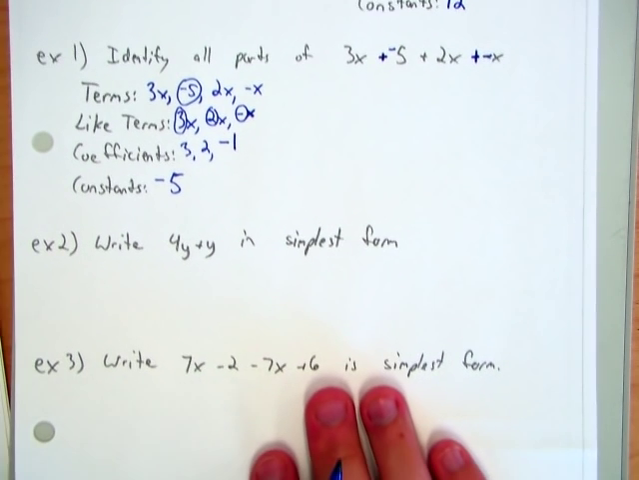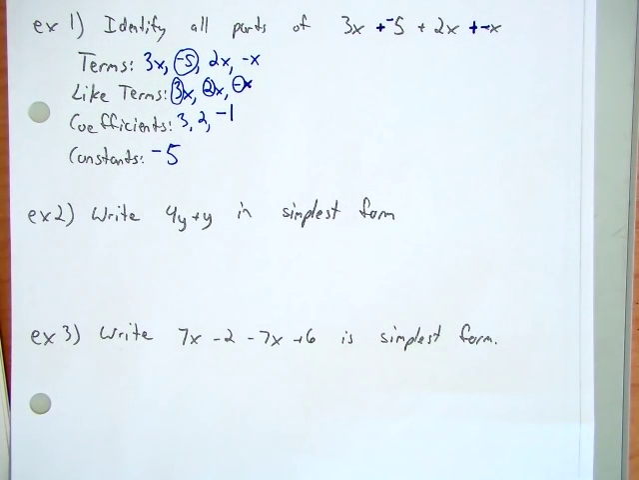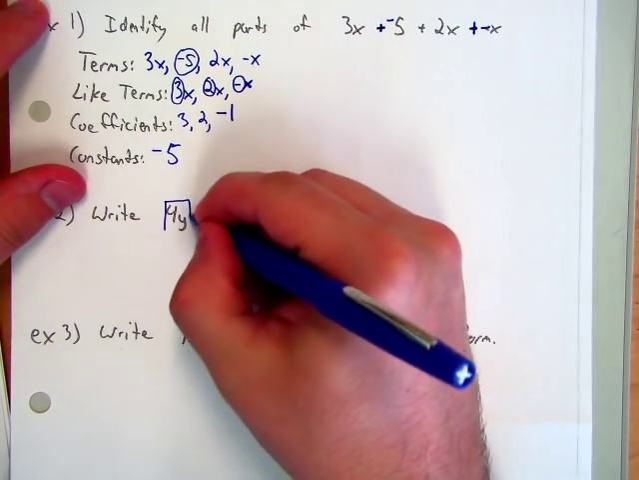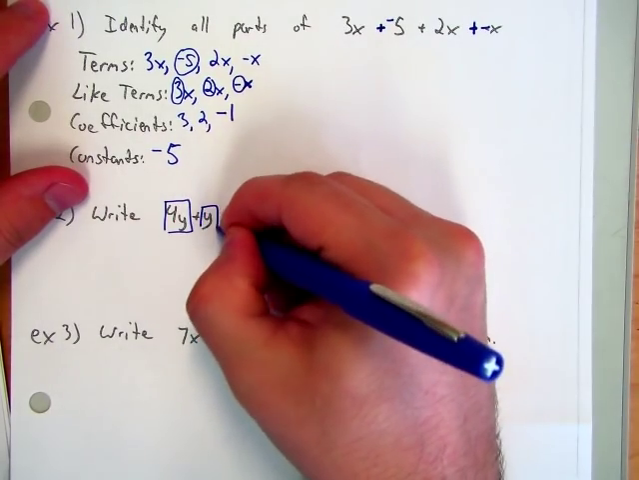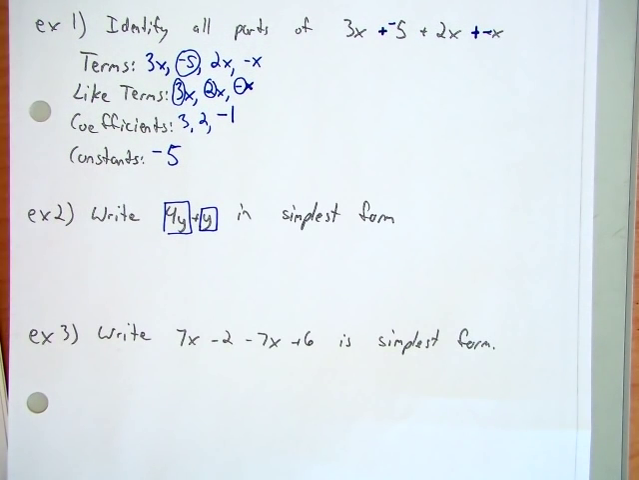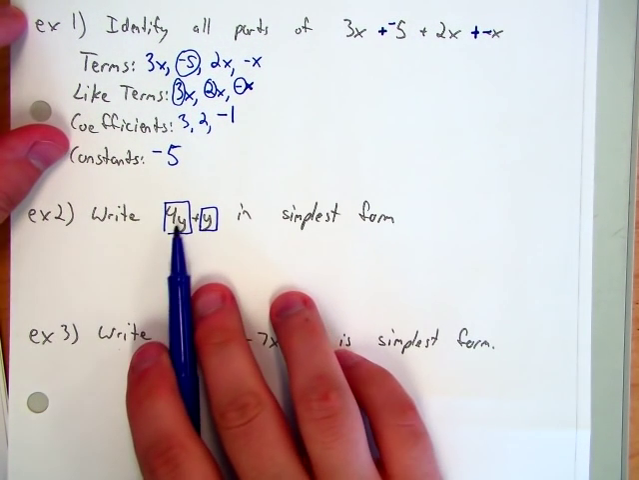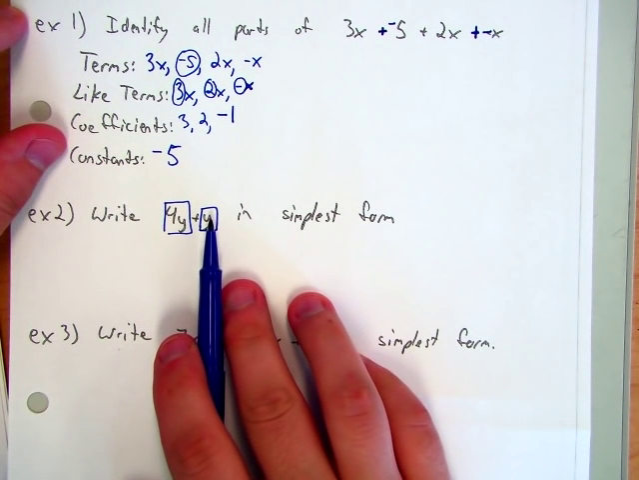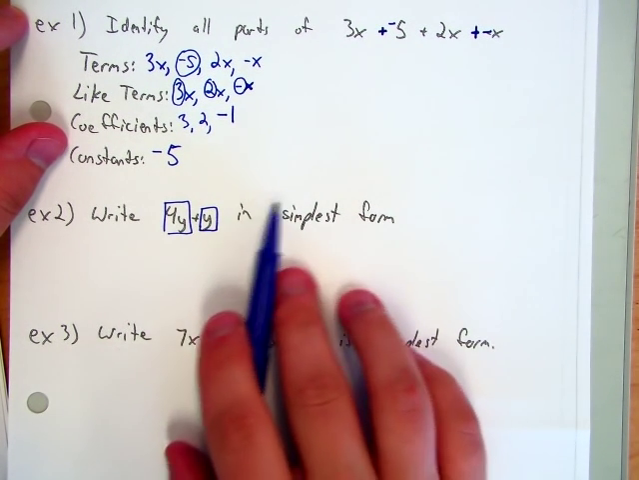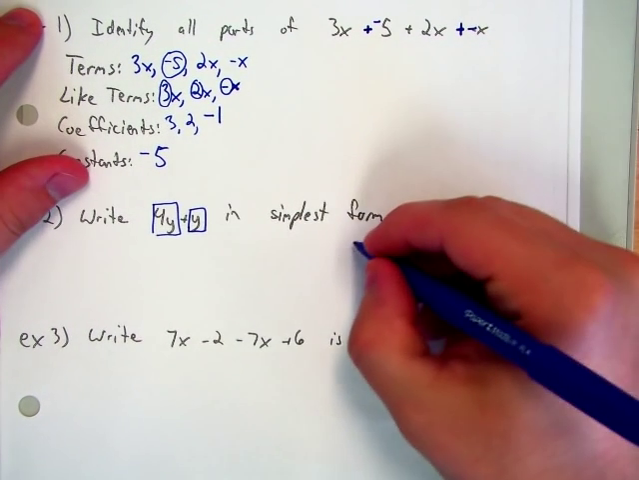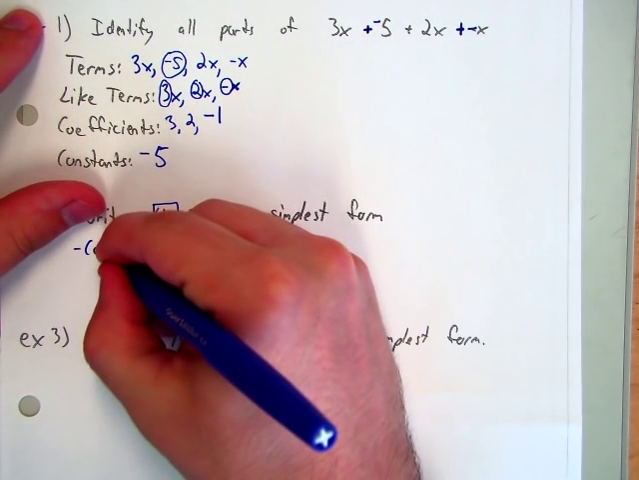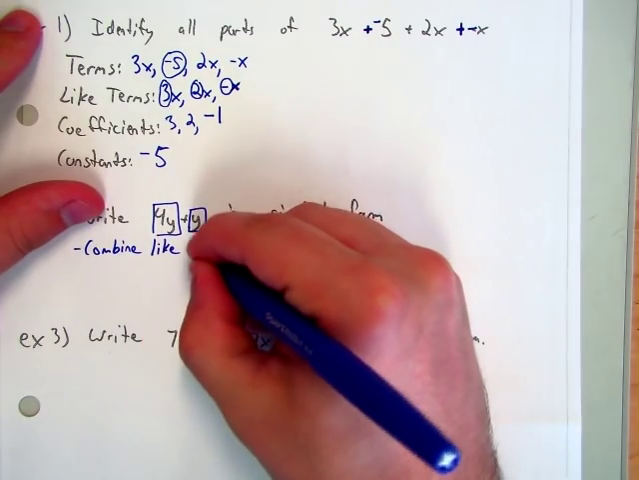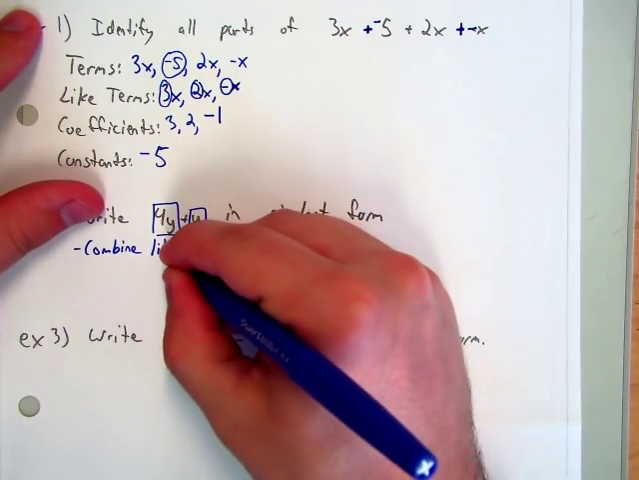Next example, write 4y plus y in simplest form. So, first of all, 4y and y are both like terms. They have the same variables raised to the same exponent. So they are like terms. When we're writing expressions in simplest form, we want to combine like terms.